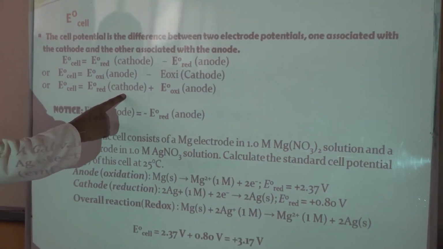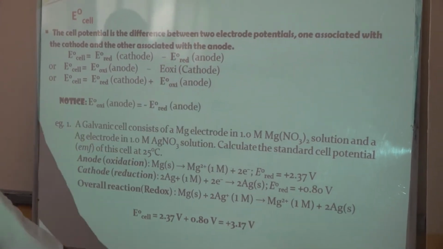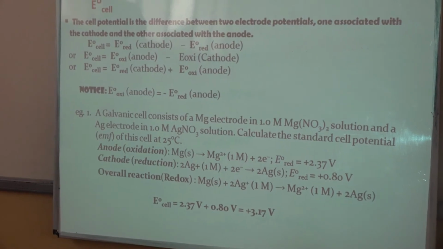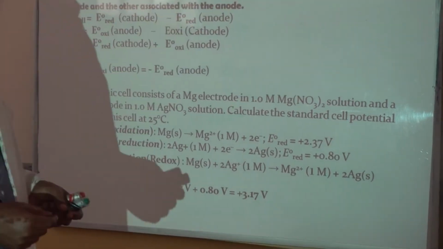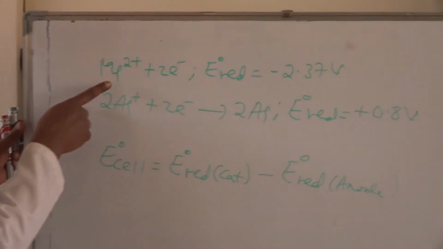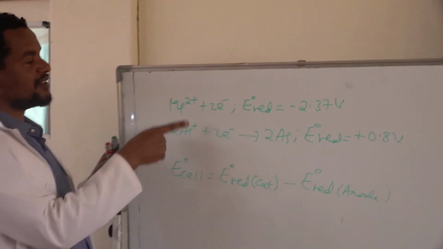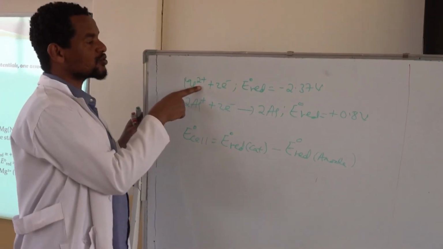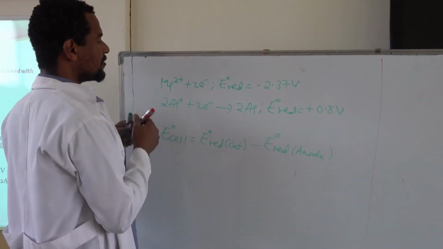E of reduction at cathode, how much is it? 0.8 plus E of oxidation at anode, how much is it? It is 2.37. The sum of the two gives 3.17. Or the second approach, the same question where reduction potential is given. In the previous one, for magnesium, oxidation is given. Here it is reduction from plus 2 to 0.